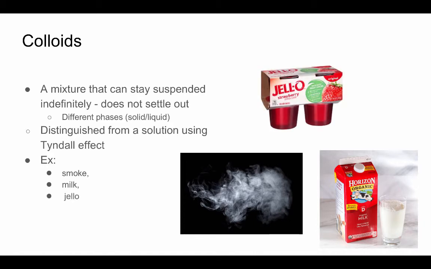And the last example is Jello. So Jello is also a colloid where the parts are suspended indefinitely. And again, even though Jello might look like a solution because it's clear, you can see through it all the way, it actually does scatter that light, and you'd see that light beam throughout it.